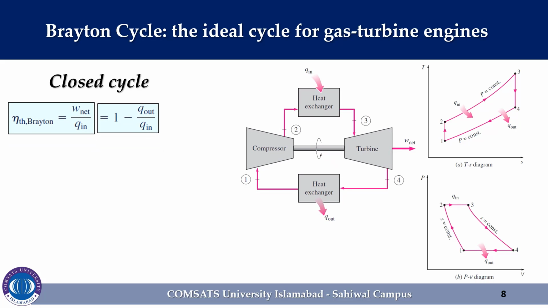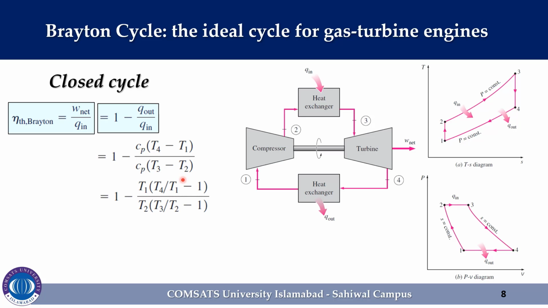Now put the expressions of Q in and Q out here in the equation. After putting these expressions, the equation for efficiency becomes 1 minus Cp(T4 minus T1) divided by Cp(T3 minus T2). Here Cp cancels out, and by taking T1 and T2 common from the numerator and denominator, the equation can be expressed as 1 minus T1(T4/T1 minus 1) divided by T2(T3/T2 minus 1).